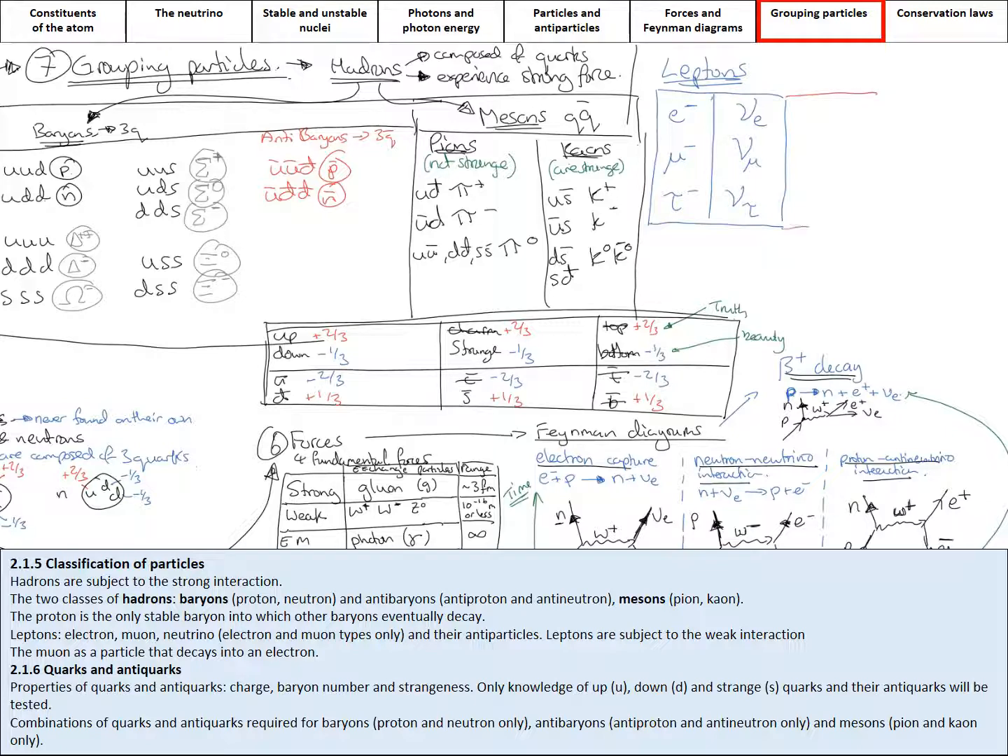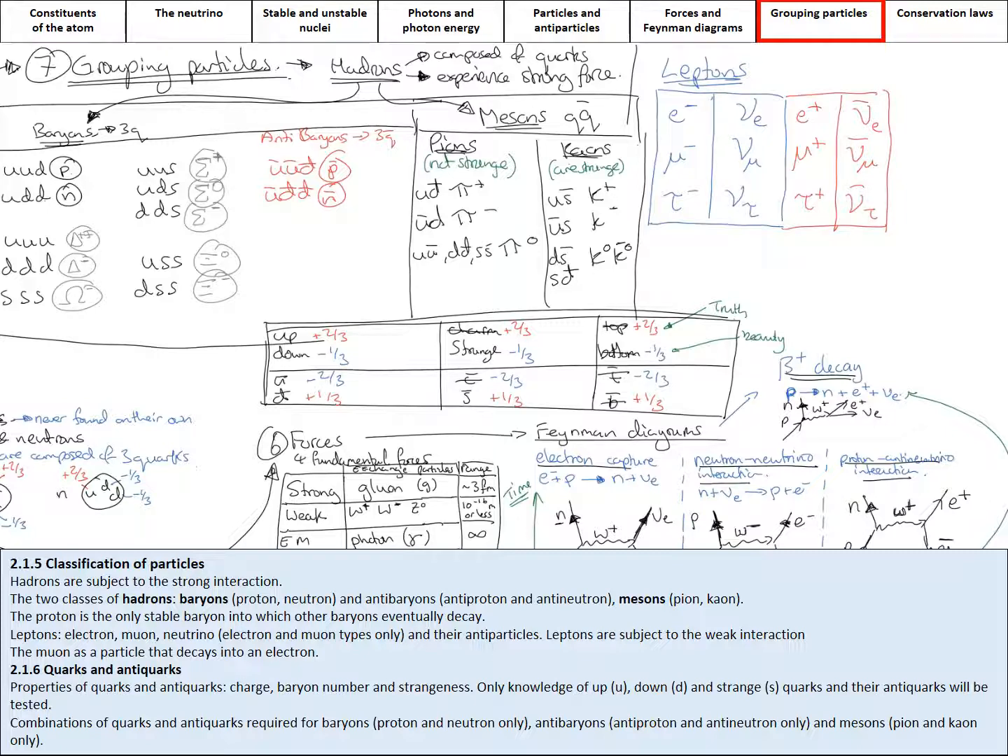And of course, they have their corresponding antiparticles. Now these are not written with bars. So we've got the e plus, the mu plus, and the tau plus. So that's the positron, the anti-electron. And then you've got the anti-muon and the anti-tau. And they have, again, their corresponding anti-neutrinos. Now these are written with bars, like so.